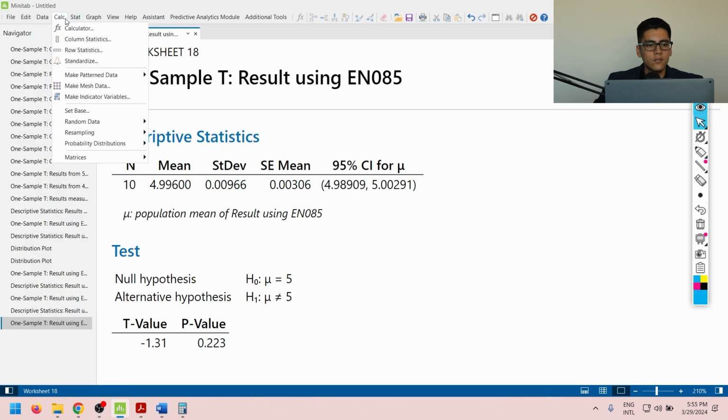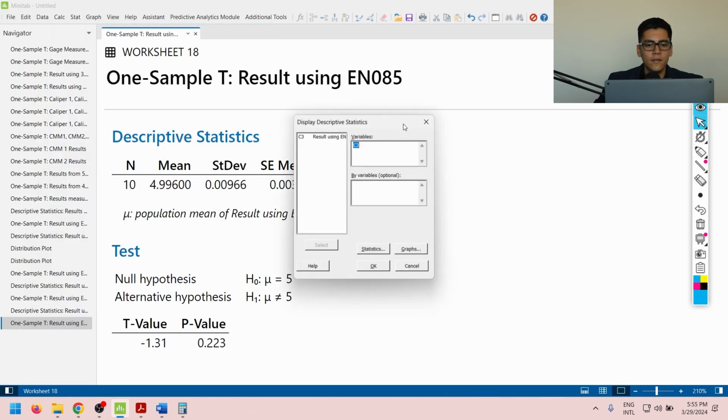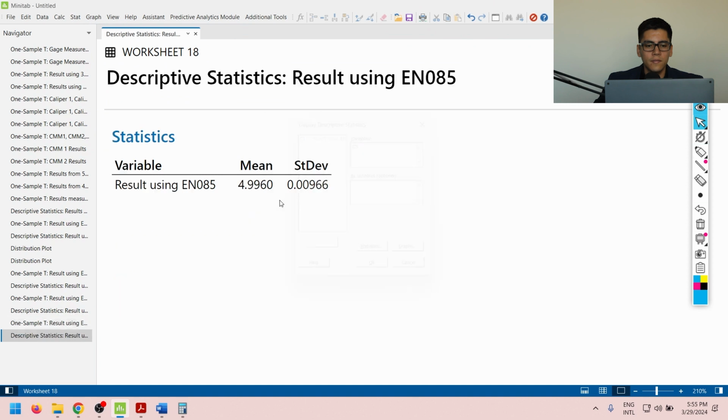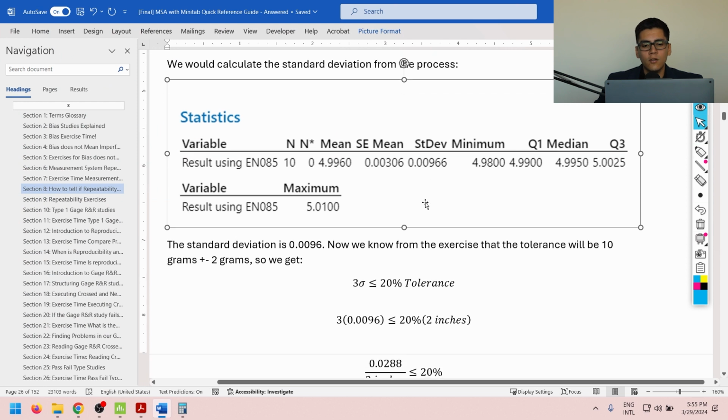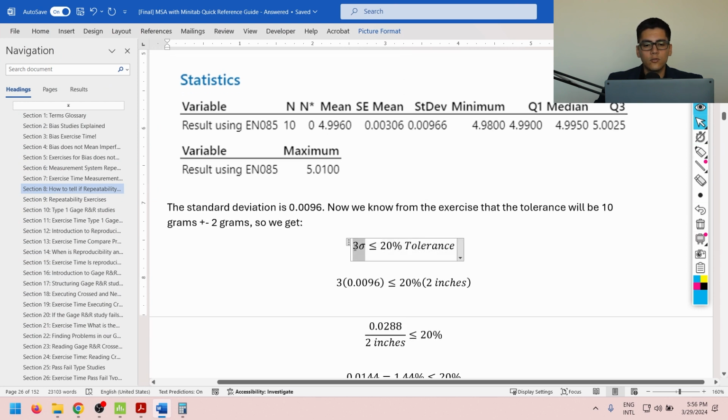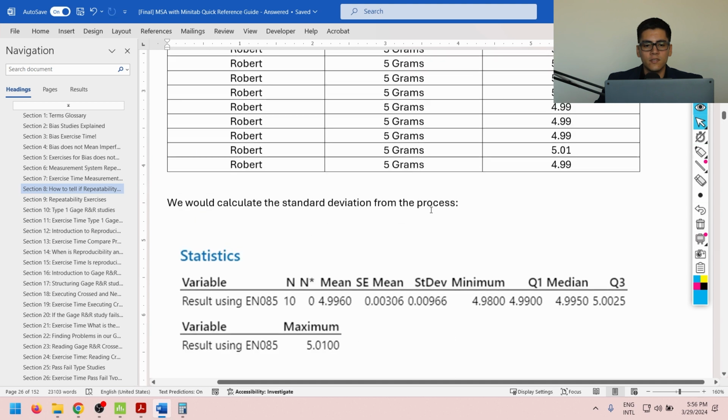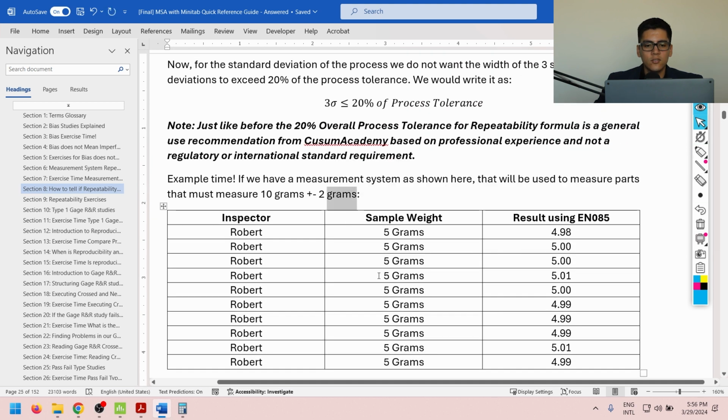So we can simply do Stat, Basic Statistics, Display. We'll take our C3 column and we get our standard deviation of 0.0096, which is showcased here. Now, is this a problem or not? Well, we're simply going to do our rule. 3 sigma needs to be less than or equal to 20% of the tolerance. 20% of the tolerance is 2 grams.